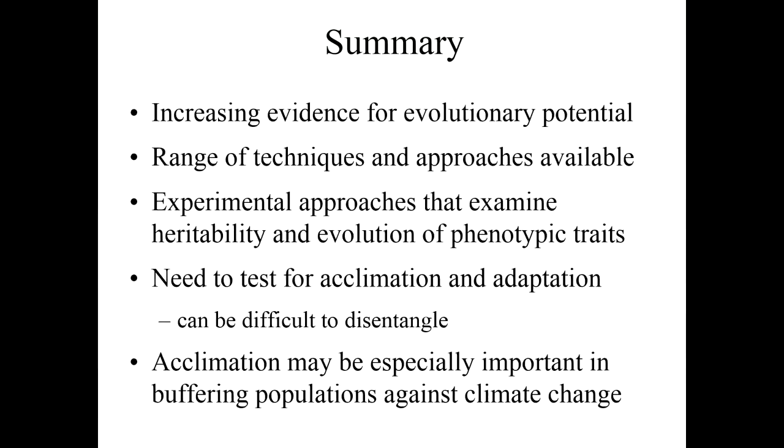Nearly every study that's looked at them so far is seeing both plastic and genetic variation. They can be difficult to disentangle. You've got to think about it carefully. And at least from my perspective, I think acclimation is going to be really important from a climate change perspective, at least in terms of buffering populations against climate change, because it can happen quickly, within the lifetime of even animals that have very long generation times. Even things that are living 30 or 40 years, there's potential for parental effects to help them in just a couple of generations.